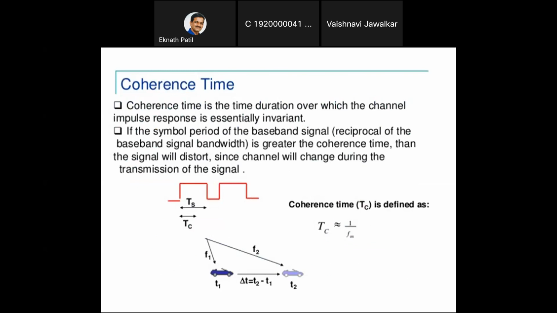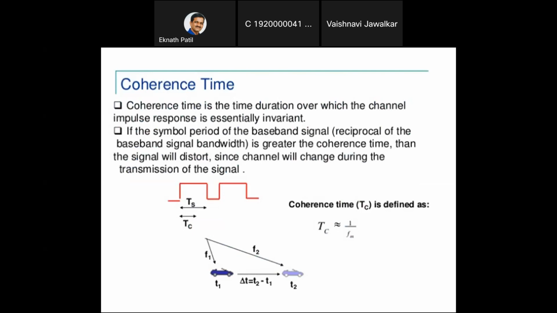So coherence has a particular meaning, and that is what we are going to understand here. It may be the coherent bandwidth, it may be the coherent time. Coherent time is the time duration over which the channel impulse response is essentially invariant.